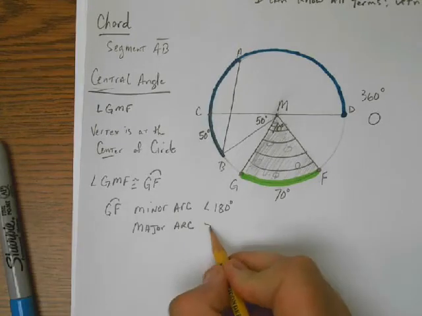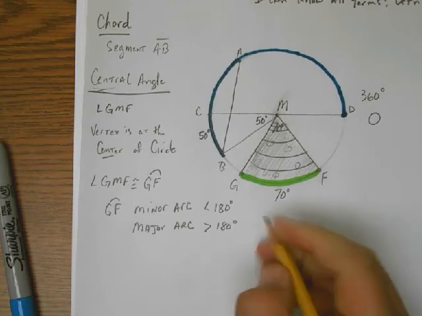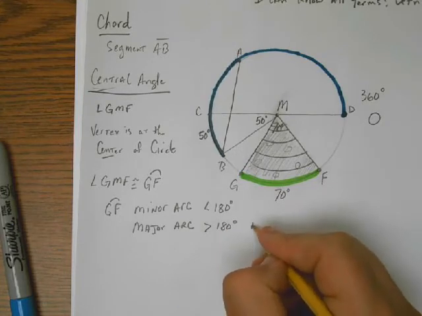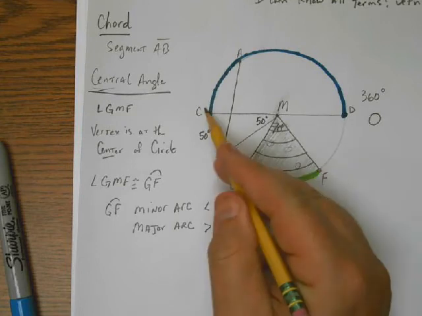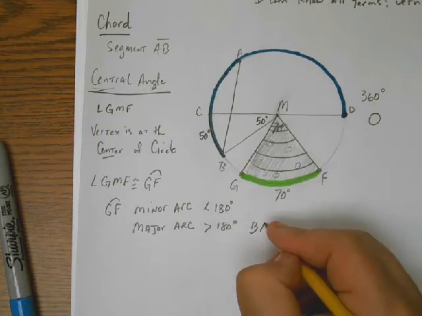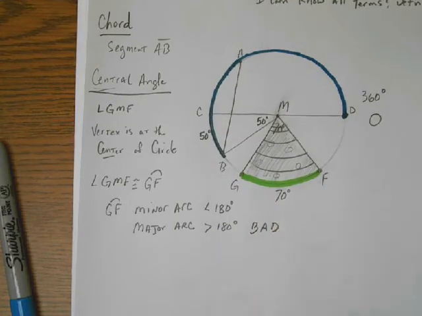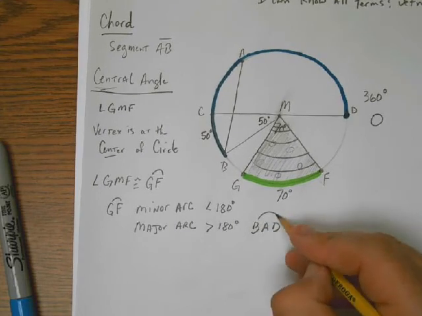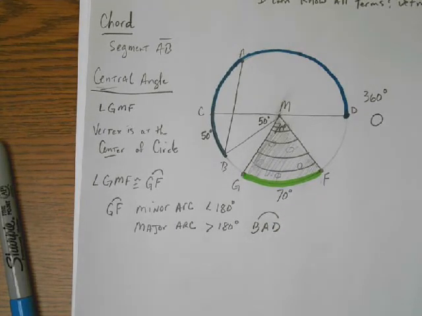That means it's greater than 180 degrees. And in this case, it would be arc B. I could use either C or A, does not matter. I'll go A, D. Major arc BAD. It's a bad arc.